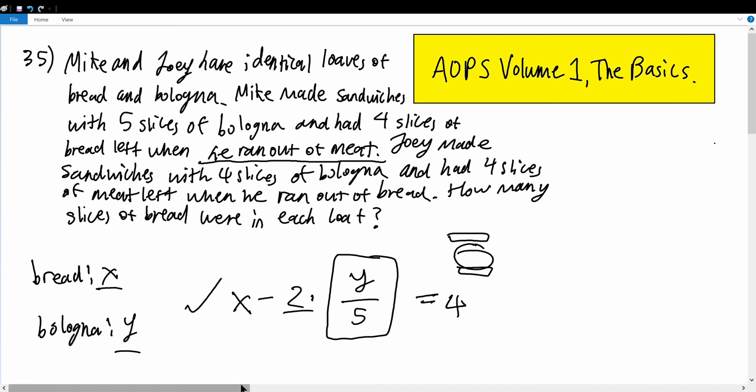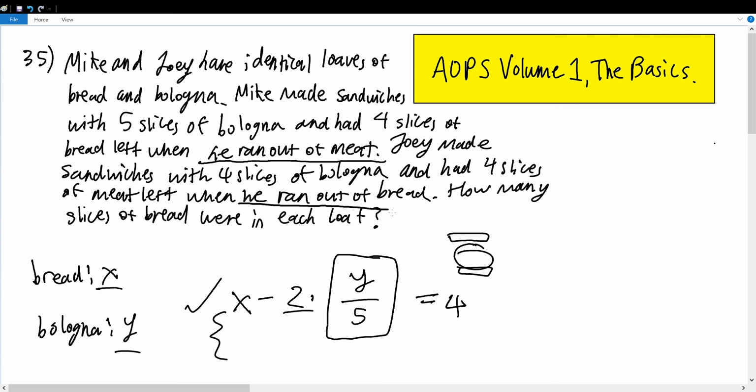And what about the second equation that we need to solve for x and y? Well, it gives us another condition that Joey made sandwiches with 4 slices of bologna and had 4 slices of meat left when he ran out of bread. So how are we supposed to digest that? Well, we do it similarly to how we did it for Mike. Joey made sandwiches with 4 slices of bologna and had 4 slices of meat left when he ran out of bread. So he completely used up all his bread.